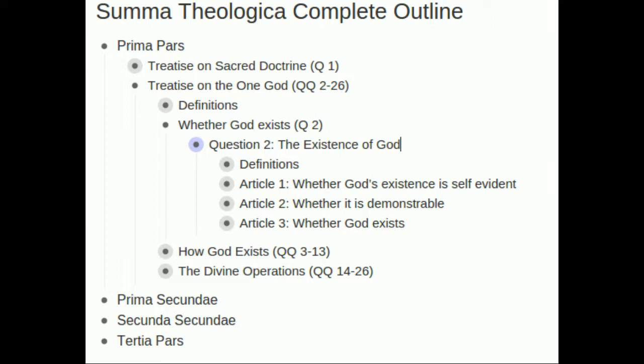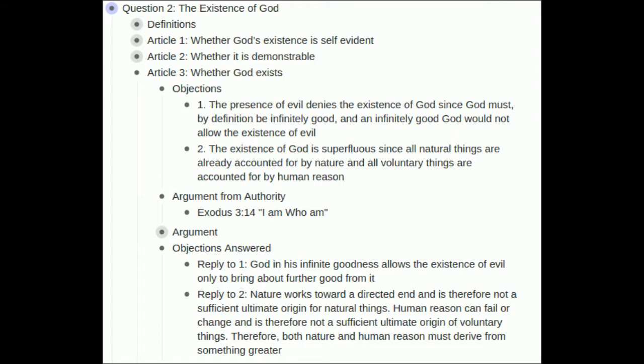But first, we're going to cover this just slightly differently than what we normally do. I want to look at the objections, the argument from authority, and then the objections answered. And then we'll go back and look at the argument itself, because that is where St. Thomas presents his 5 causes, or his 5 proofs, excuse me. So we'll look at that individually and go through these other 3 sections quickly first.